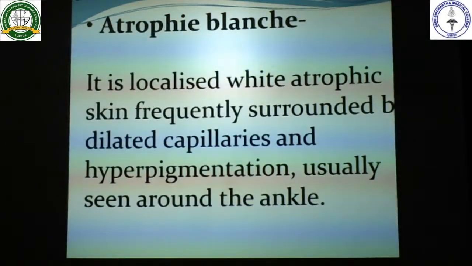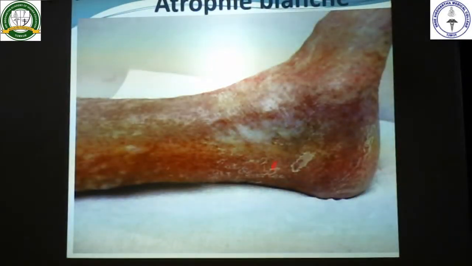One more entity is called atrophie blanche. What is atrophie blanche? It is a localized white atrophic skin, frequently surrounded by dilated capillaries and hyperpigmentation, usually seen around the ankle. This is also a sign you can see around the ankle. So in this image, this is a white patch. This is the atrophie blanche.